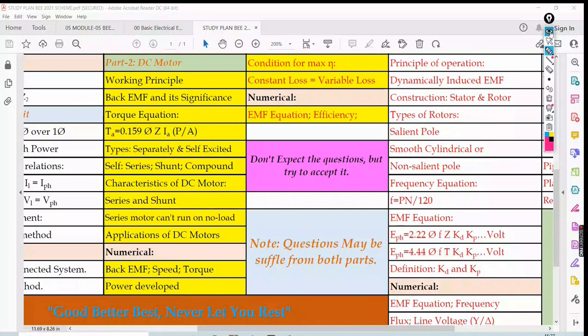Listening or not? What is a motor? Nobody is answering.